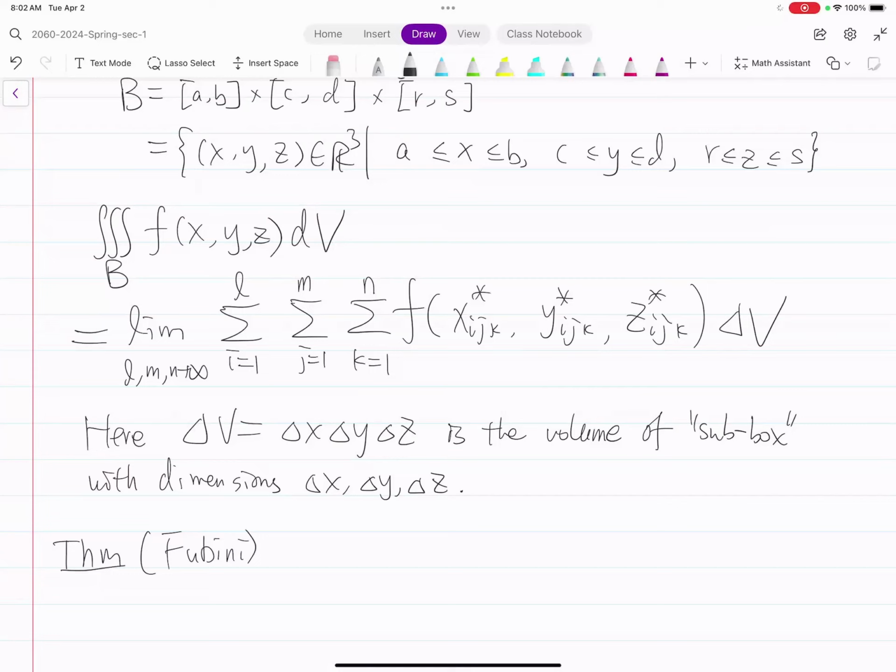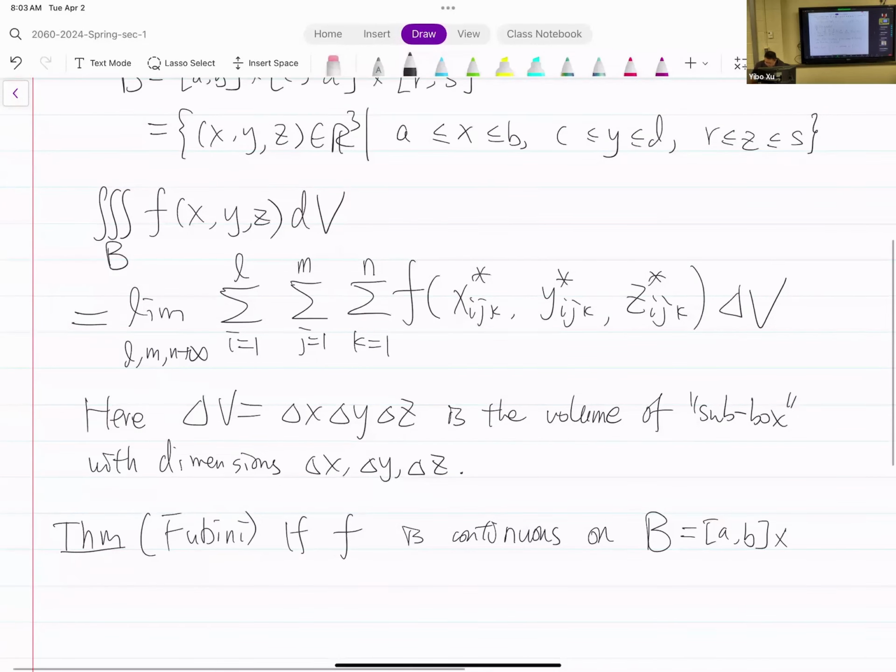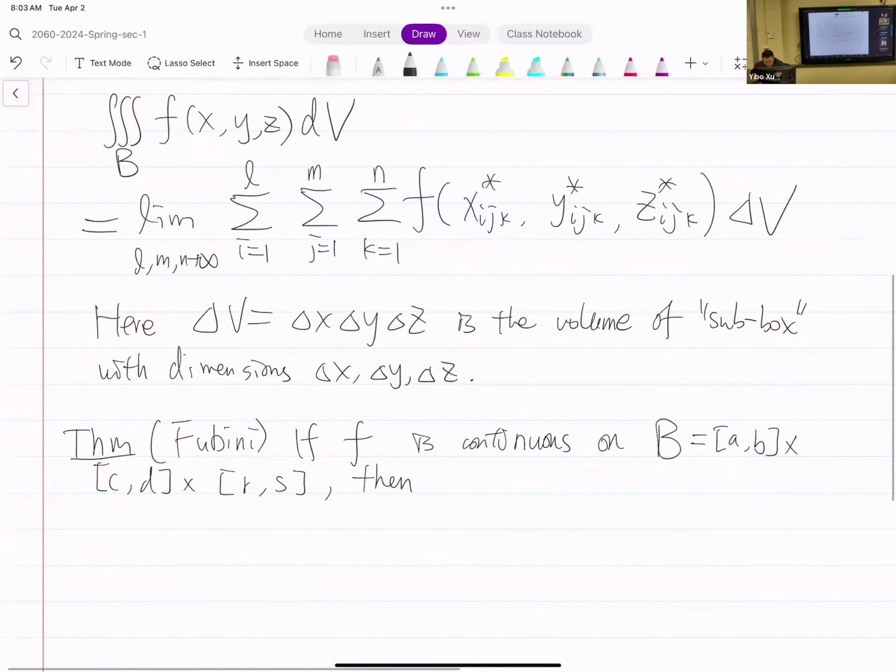So basically, if f is continuous on the three-dimensional box having intervals from A to B for x, from C to D for y, and from R to S for z, then we can write the triple integral of f of x, y, z dV.